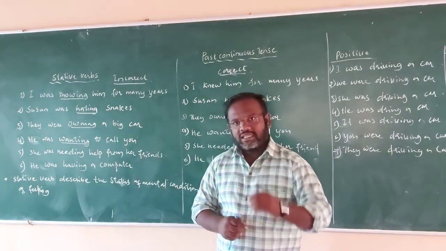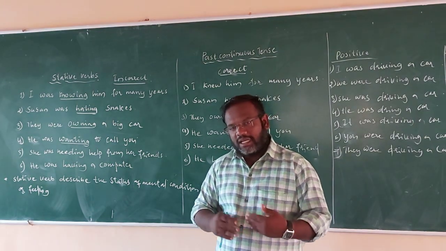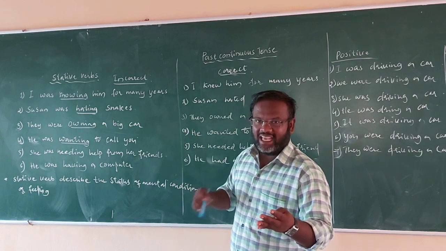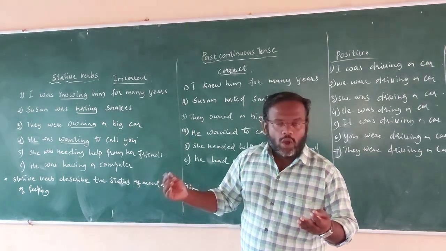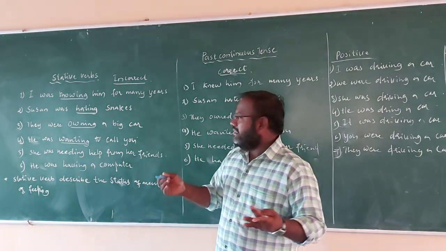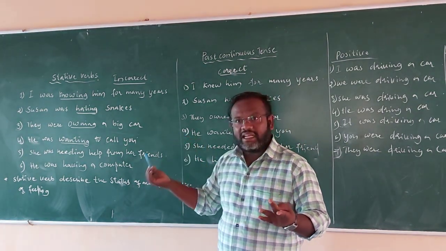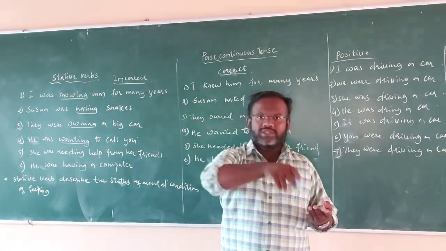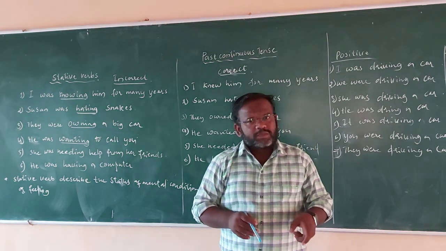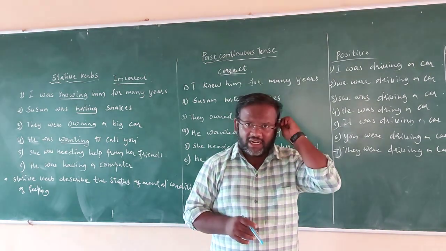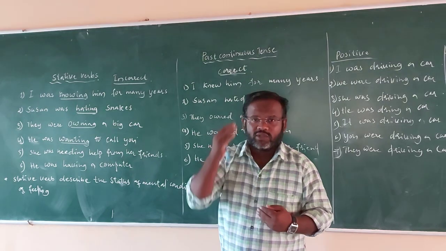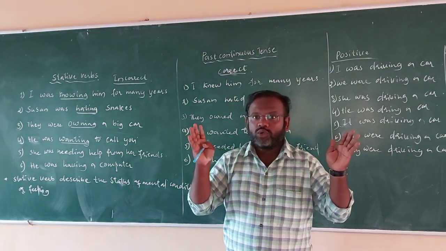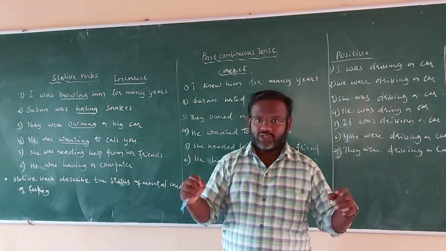Please remember this. Let me explain one more time. The stative verbs are like know, hate, own, have, want, need. I have already given you a list of these verbs in the previous class. These stative verbs are directly related to our mental status or our feelings. There we should not use any continuous forms.